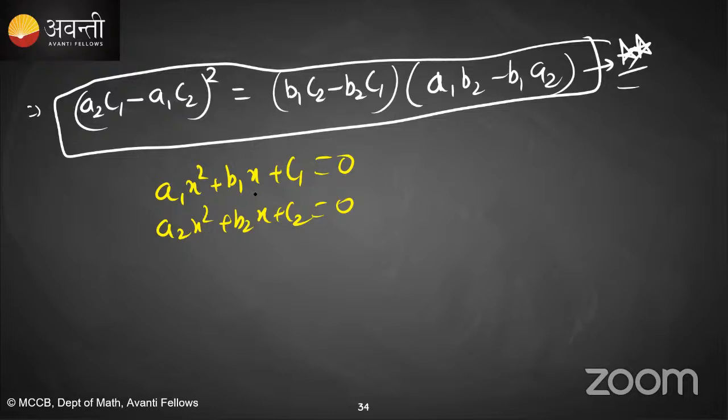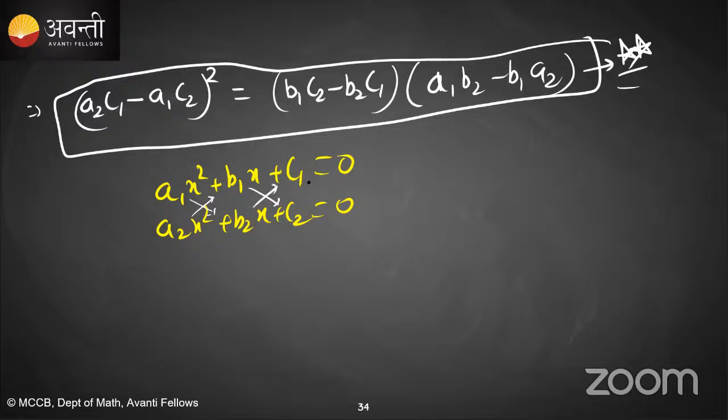X square के नीचे x square, x के नीचे x, right? With the same coefficient, write down the x square term below the x square, same with x, same with constant, right? So now what you will do? Multiply these two, cross multiply these two, right?